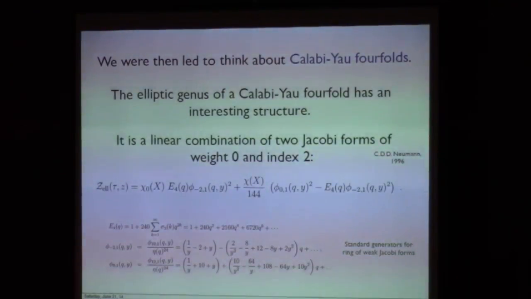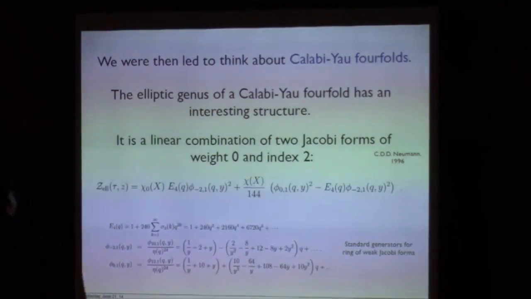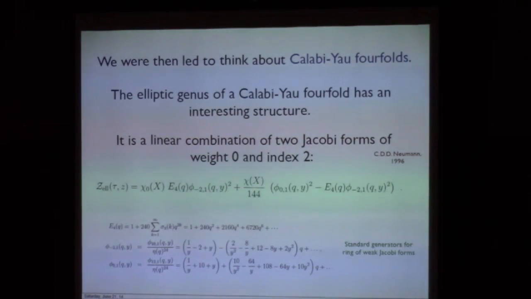Okay, but in any case, we were led after that to think about Calabi-Yau fourfolds, maybe for F-theory compactification or for whatever other reason. The Calabi-Yau fourfold also has an elliptic genus, just like K3. Now it's a Jacobi form of index 2. And that elliptic genus actually has rather interesting structure. It's a linear combination of 2 Jacobi forms of weight 0 and index 2.